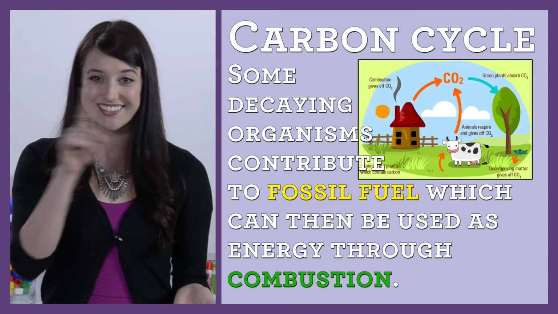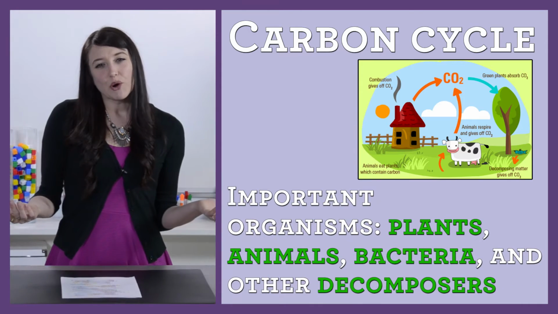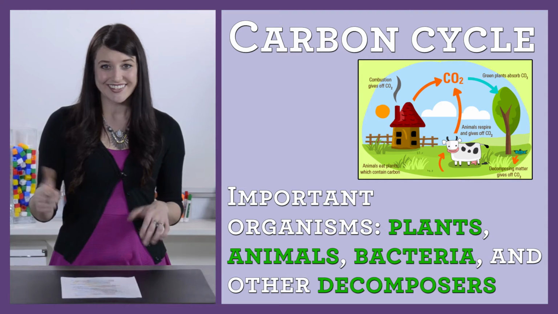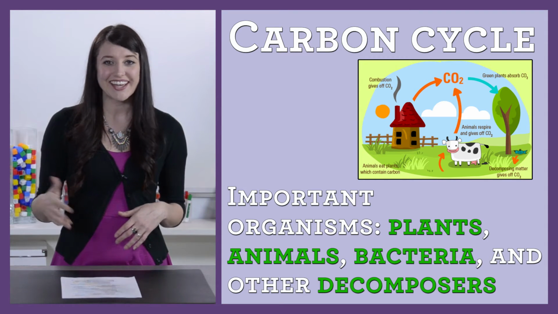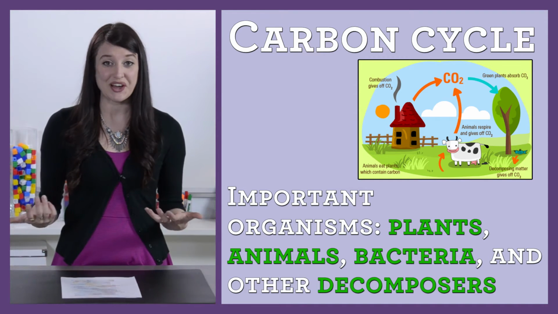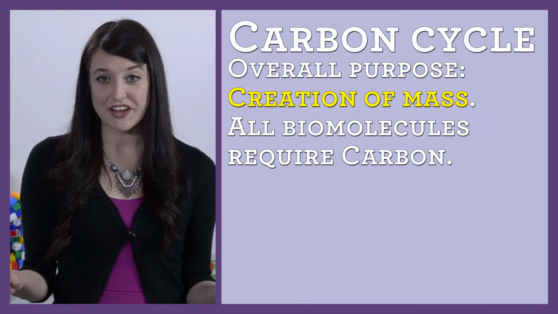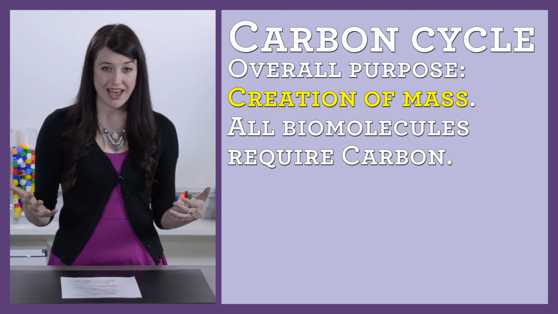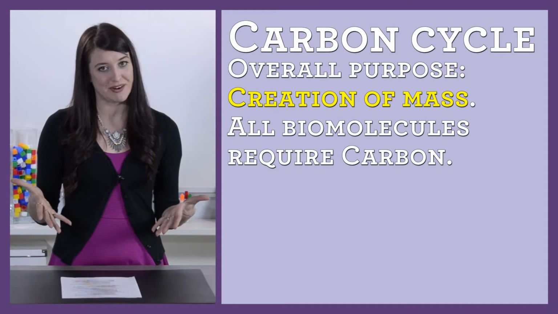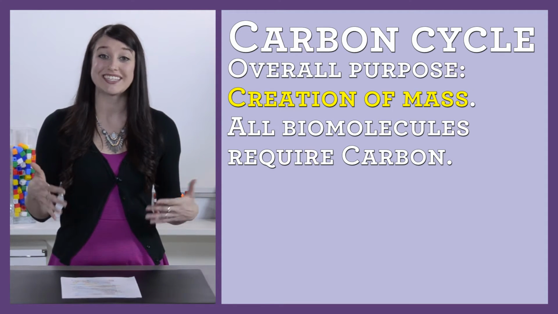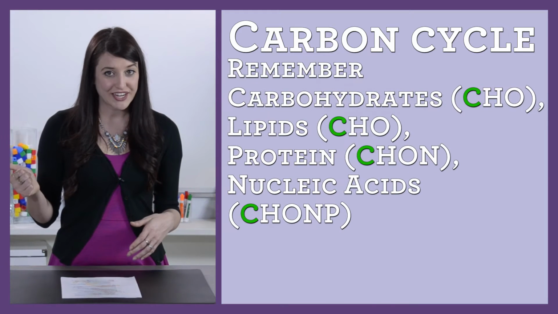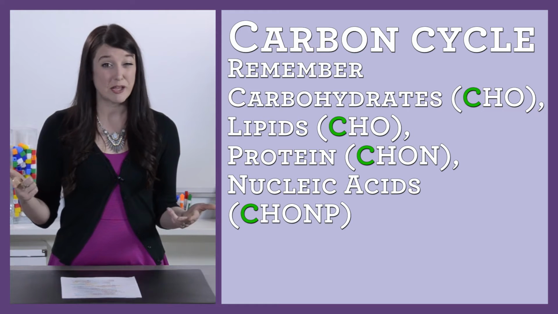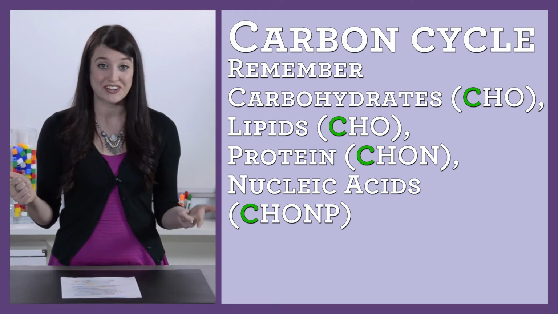It circulates. So what are the important organisms in the carbon cycle? Well, plants, animals, bacteria, and other decomposers such as fungi. So what's the purpose of the carbon cycle? Carbon is necessary to create mass in all organisms because remember, all of the biomolecules contain carbon. Carbohydrates are CHO, carbon, hydrogen, and oxygen. Lipids also contain carbon, hydrogen, and oxygen.